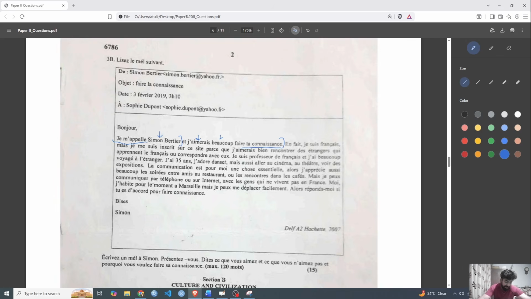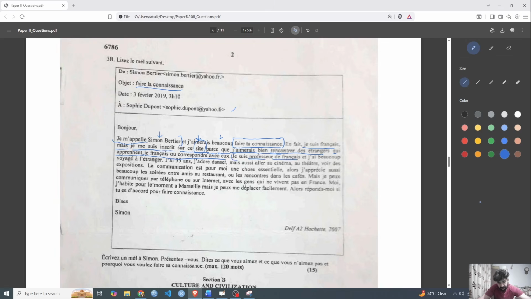So it's someone's name is written. He says Jamapel. That's why. Then the next he's saying is connaissance. That means I would like to know, and he is mentioning that he is Francis, and he has mentioned in the subject also that he would like to know about someone. So connaissance is basically knowing. He is mentioning that I am writing it on a site, and I like to meet strangers. That's why he joined this site.